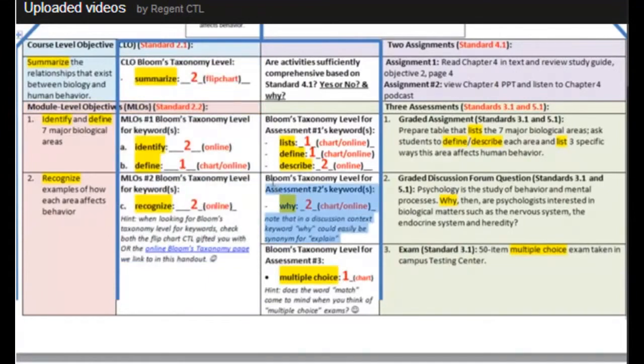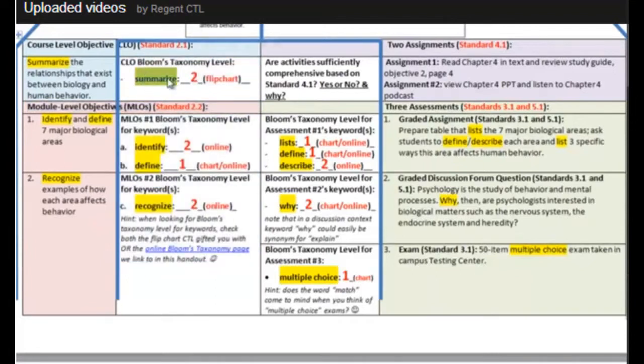If we say, okay, what if I take out the graded discussion? Am I still in alignment? The answer is yes. Why? Because the table is measuring at level 2 as well as level 1. So again, we're meeting the levels that we said we were going to assess the student at.